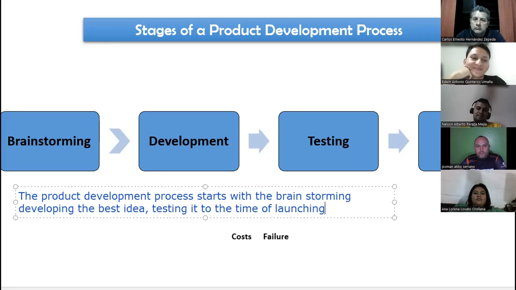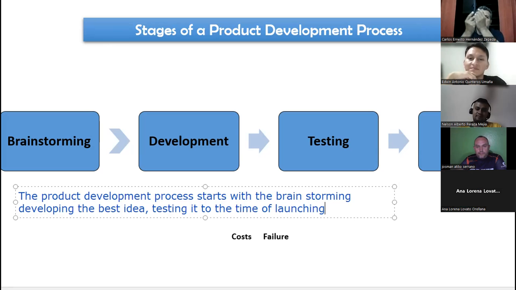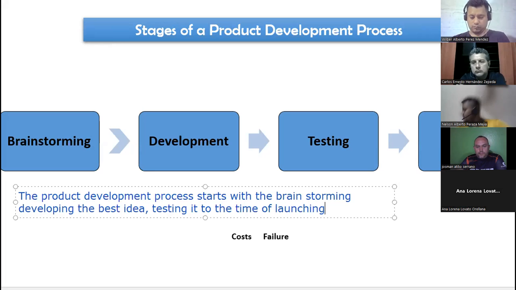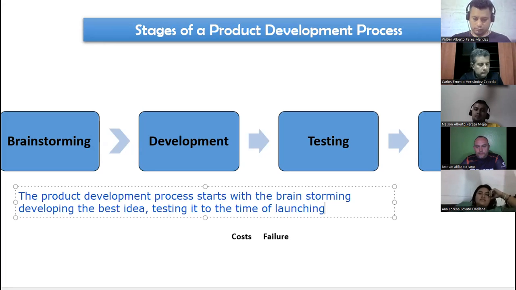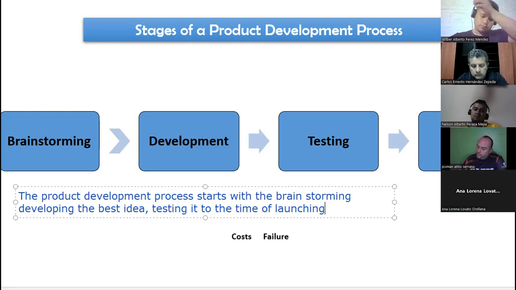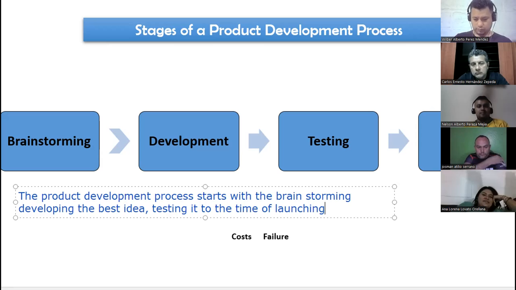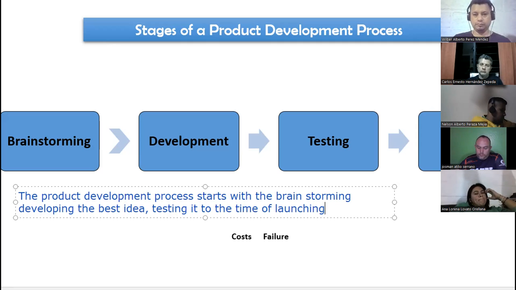Let me think. Okay. So the development process is when the people has an idea. And after that, they develop a product to testing. And after launching. Okay, to take it to the public, right? Through a launching. Great, great, Edwin. Thank you.